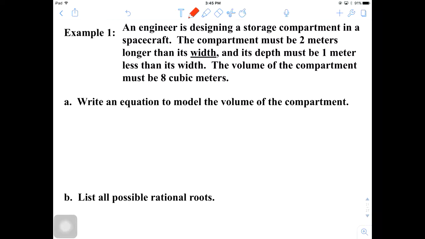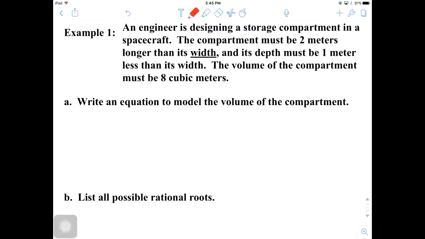An engineer is designing a storage compartment in a spacecraft. The compartment must be 2 meters longer than the width, and its depth must be 1 meter less than its width. The volume of the compartment must be 8 cubic meters. So as you can see, this is a word problem that does not have any picture or graph to represent.